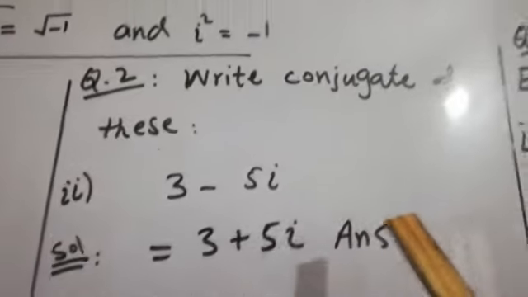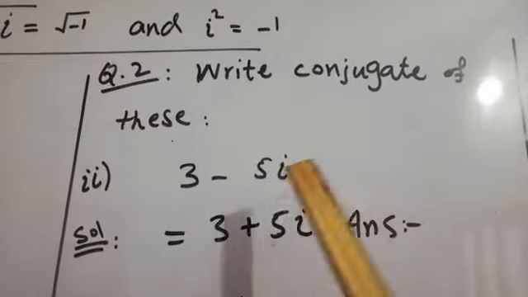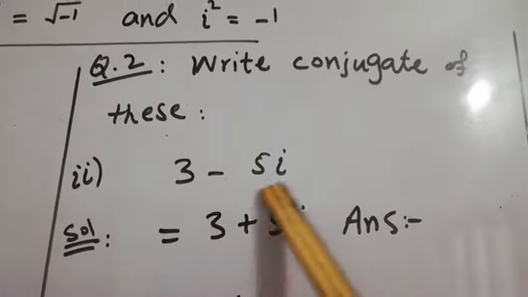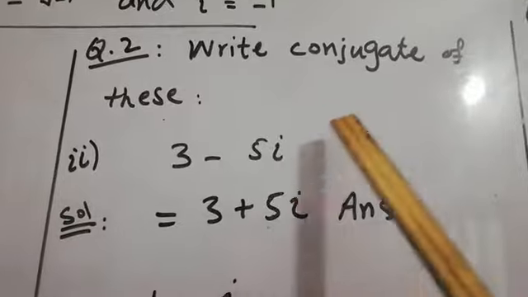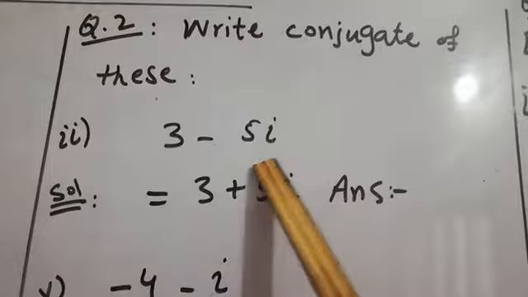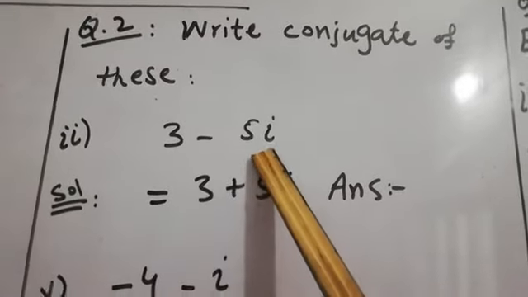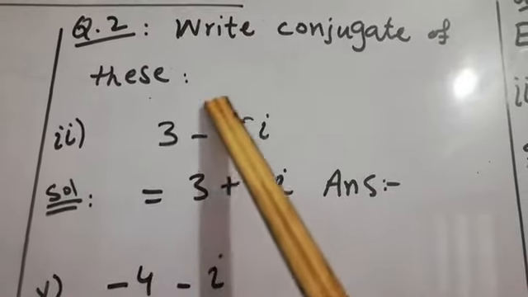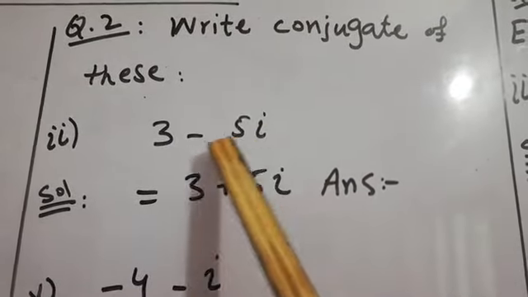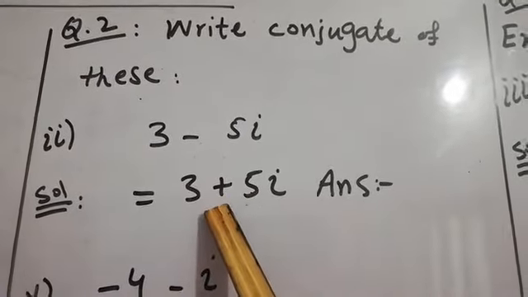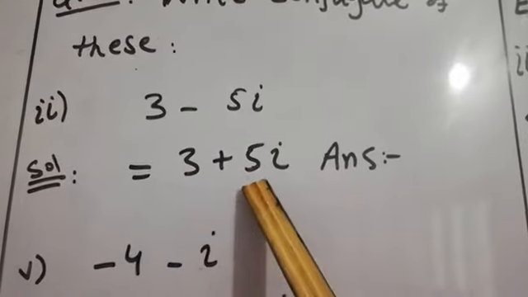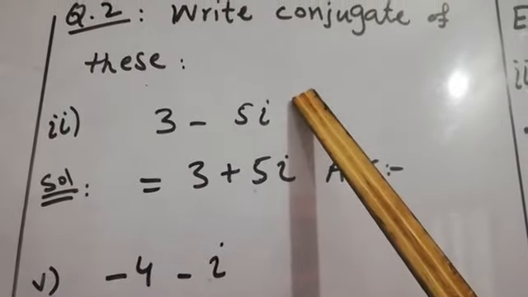Question number 2 of this exercise is write the conjugates of these values. Dear student, this question is written in the form of the complex number 3 minus 5 iota. Conjugate means we will change the sign of the imaginary part. This is the real part, this is the imaginary part. Means if iota is written in the negative form, then we will turn it into positive. Question is 3 minus 5 iota, so we will write 3 plus 5 iota. This is the conjugate of this complex number.